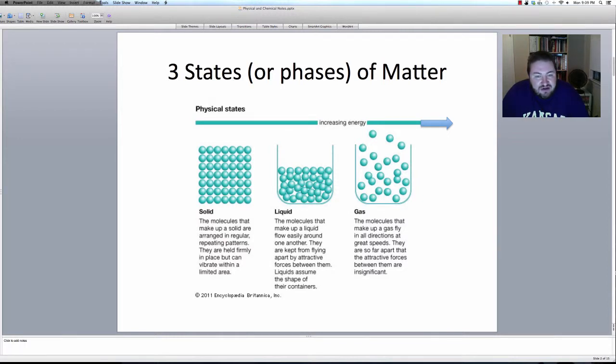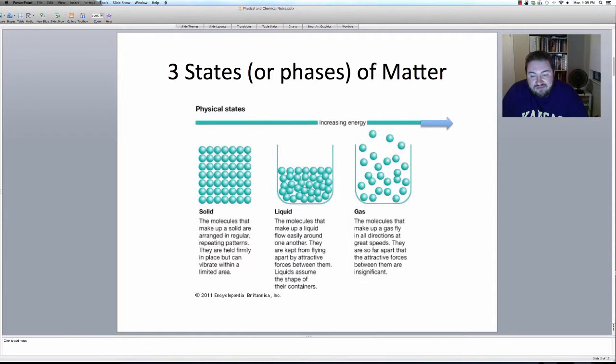As we increase in energy, we start to vibrate molecules just a little bit more and we get liquids. Molecules that make up a liquid flow easily around one another. They're kept from flying apart by attractive forces between the molecules of the liquid, and they assume the shape of their container. If I pour from one container to the next, we change shape, but the molecules stay together in that liquid form. And as we add more and more energy, we eventually get a gas.